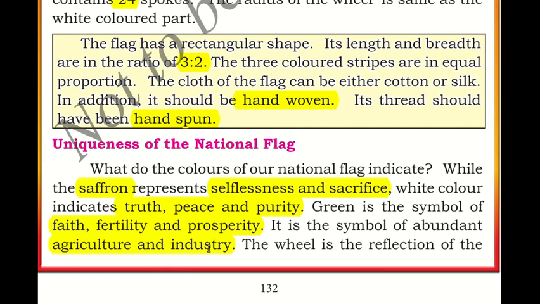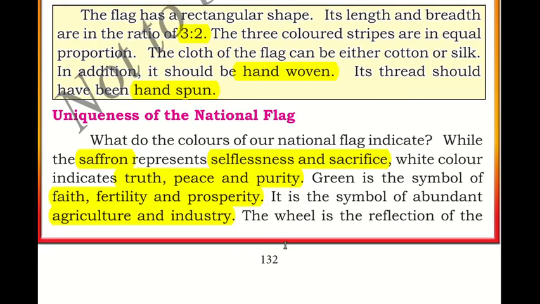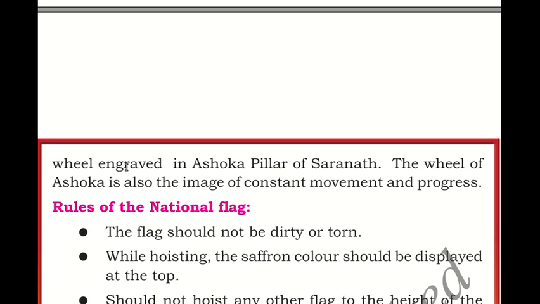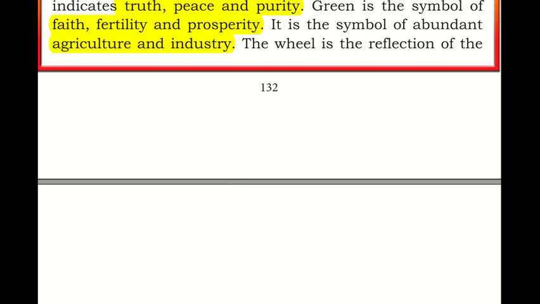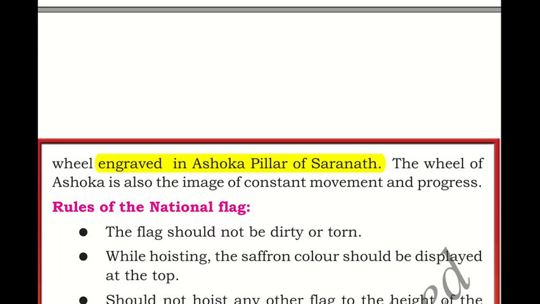Now let's look at what the wheel represents. So the wheel is the reflection of the wheel engraved in the Ashoka pillar of Sarnath. The wheel of Ashoka is also the image of constant movement and progress.